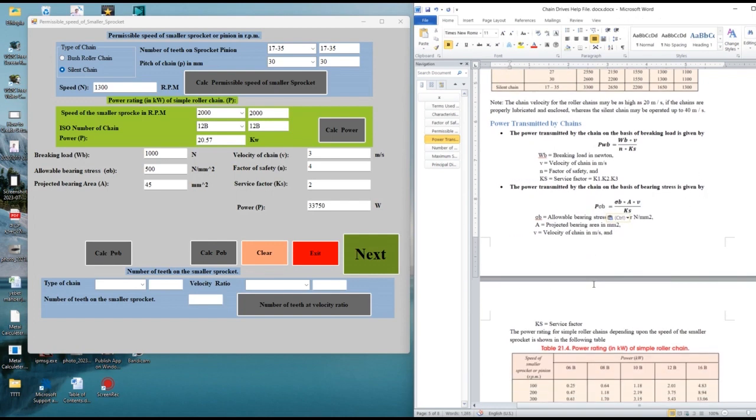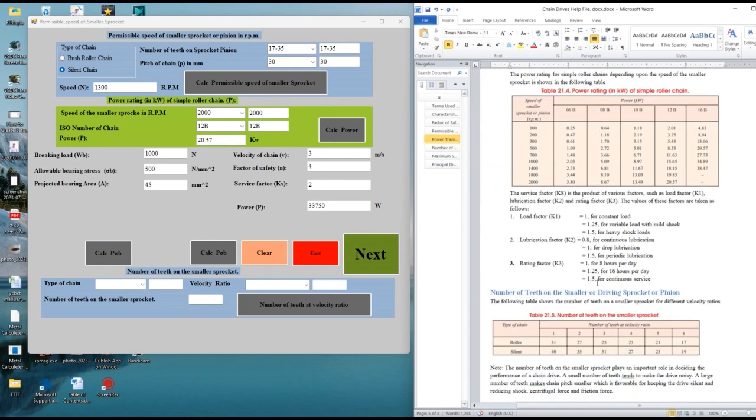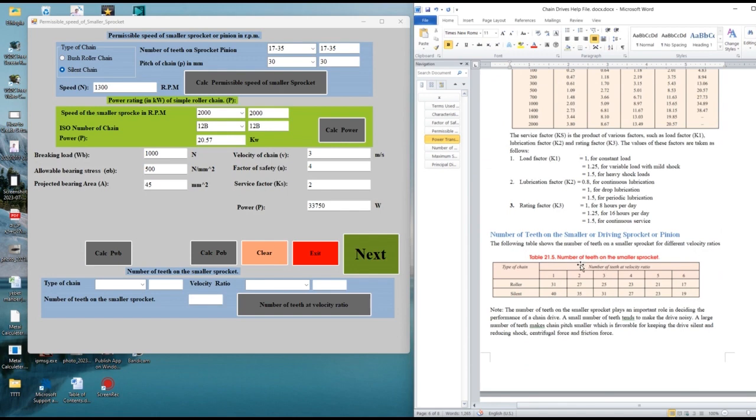The value becomes changed. These are the calculations we have to do to calculate the power rating of the chain drive. Also here there is a table, the standard number of teeth on the smaller sprocket. These are the standards, or the table given to know the number of teeth on the smaller sprocket.